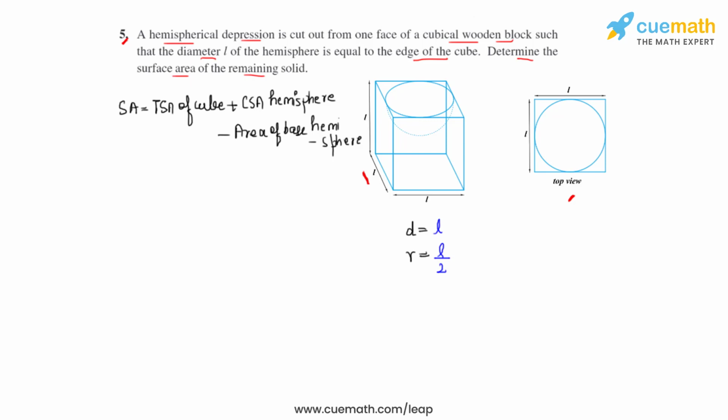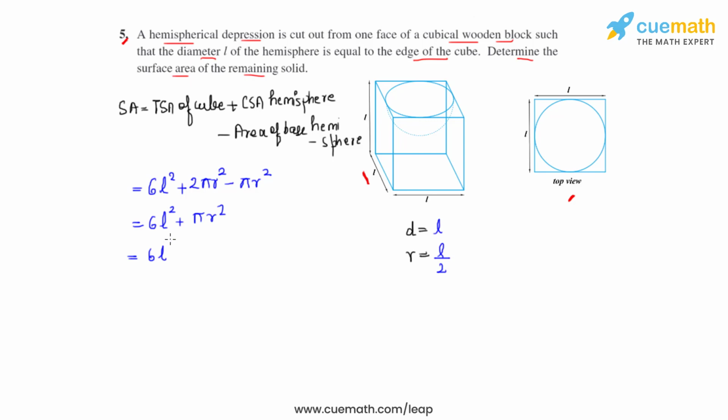So we can write that as total surface area of cube, which is found by the formula 6L square, plus curved surface area of the hemisphere, which is found by the formula 2 pi r square, minus the area of the base of the hemisphere. Now the base of the hemisphere is a circle of radius r, so we can write it as pi r square. So on further calculation, we get that as 6L square plus pi r square.